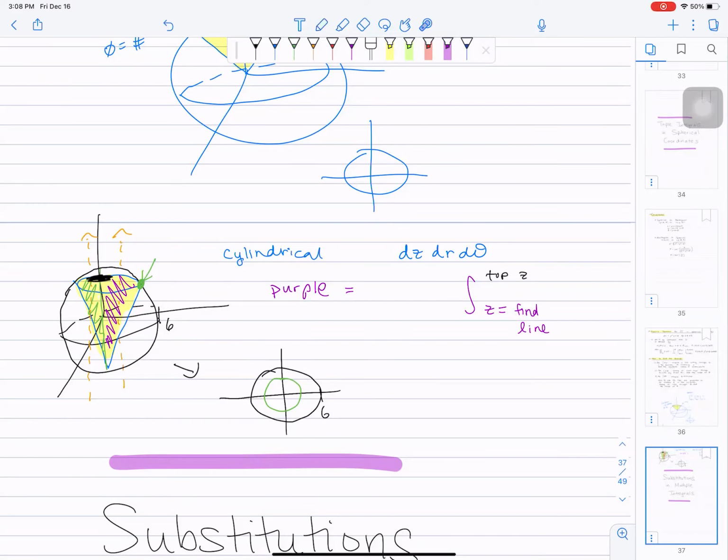And so again, I would have to use my equations for the cone and the sphere to see what that point is. So I set both equations equal to each other and solve. Those would be my R bounds. And then theta, I have my entire circle, so 0 to 2 pi.